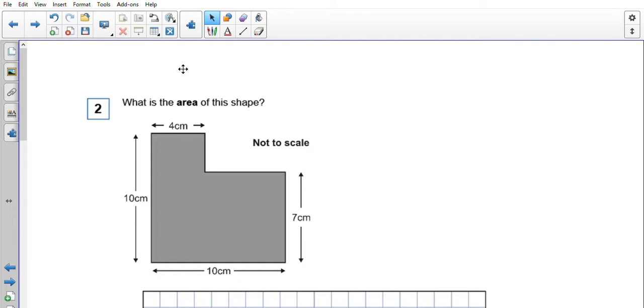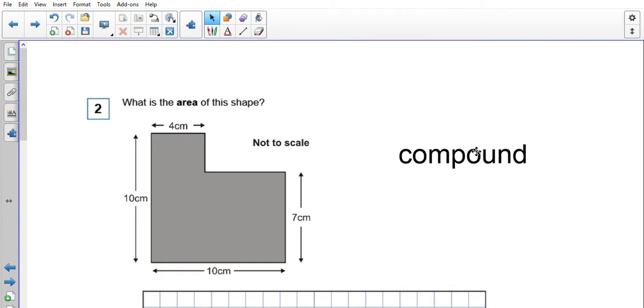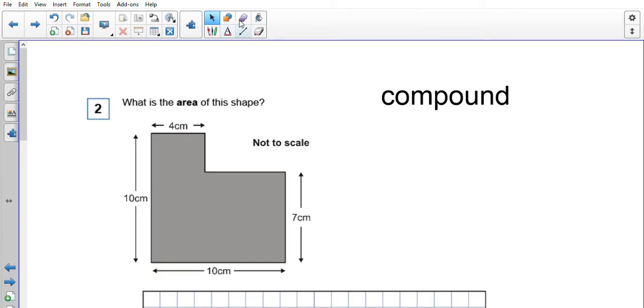Question number 2, what is the area of this shape? This shape is called a compound shape. A compound shape means it is a shape which is made up of multiple shapes, okay? So it's at least 2 different shapes.